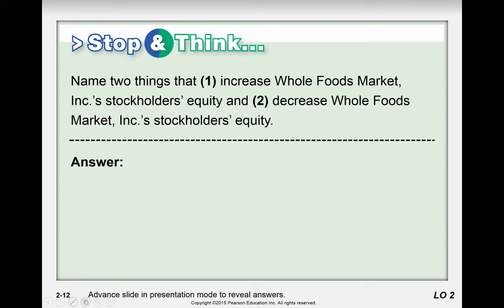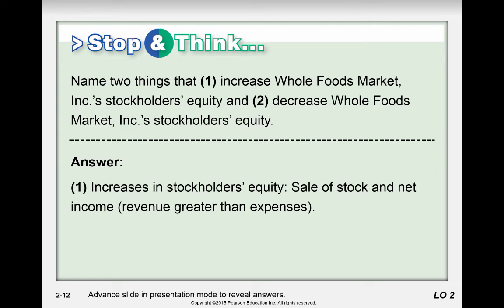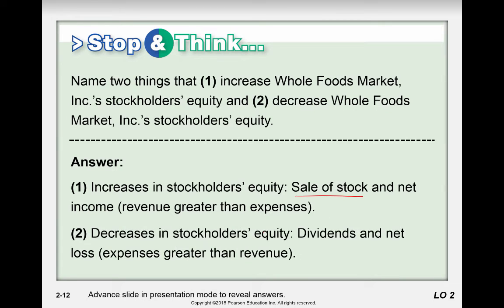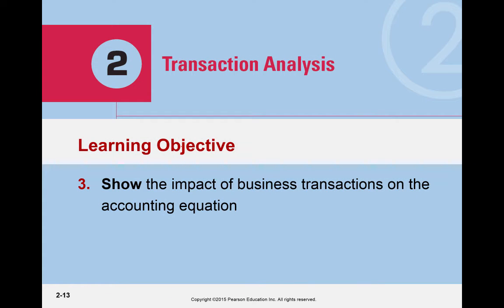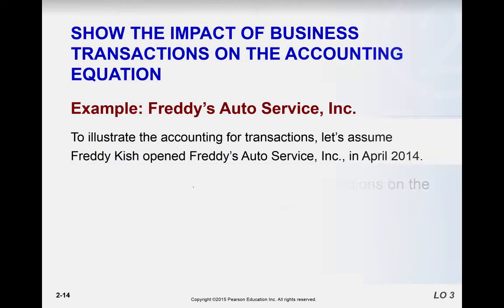So let's stop right here and go through this exercise. So pause the video here and complete the exercise. So basically, we're naming two things that increase Whole Foods stockholders' equity and decrease. So an increase, we could say, is the sale of stock and net income, and a decrease would be dividends and expenses.